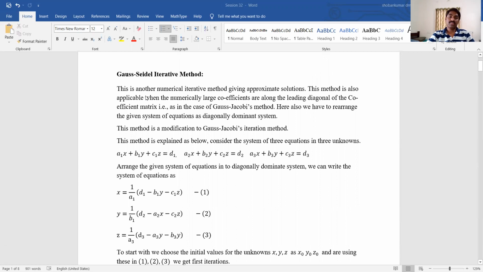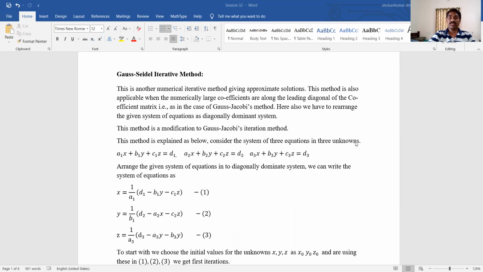And this is another numerical iterative method giving approximate solutions. This method is also applicable when the numerically large coefficients are along the leading diagonal of the coefficient matrix. That is, as in the case of Gauss-Jacobi's method, here also we have to rearrange the given system of equations as a diagonally dominant system. This method is a modification to Gauss-Jacobi's iteration method. This method is explained as below.